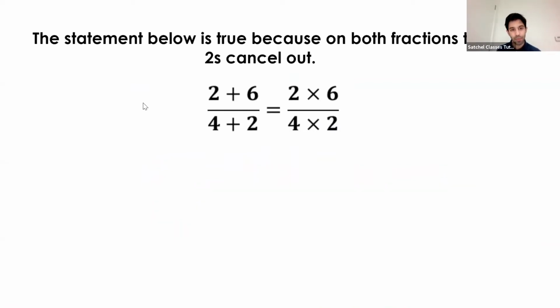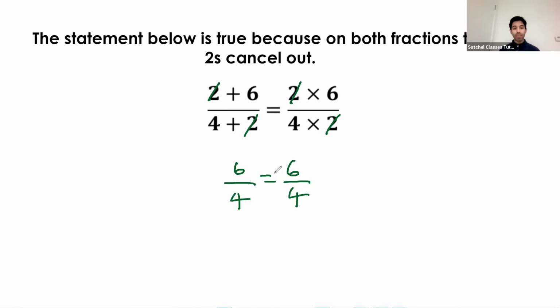Now here's a statement. It says, is this statement true? So 2 plus 6 over 4 plus 2 is the same as 2 times 6 over 4 times 2. And the reason why this statement can be true is because both fractions, the 2's on both fractions will cancel out. So what we're essentially saying is that these two will cancel out and these two will cancel out. So up here we're left with 6 over 4, and up here we are left with 6 over 4.